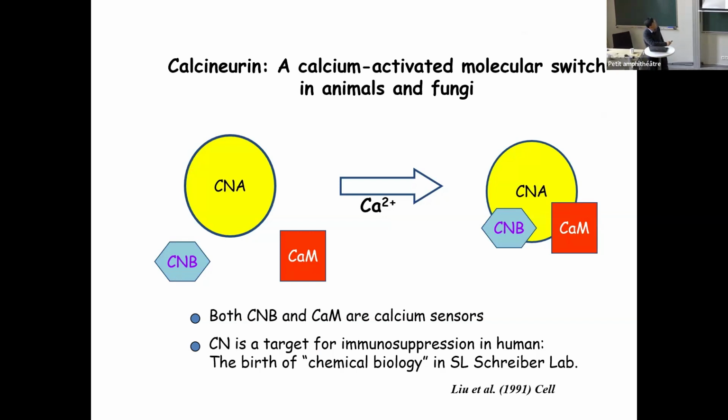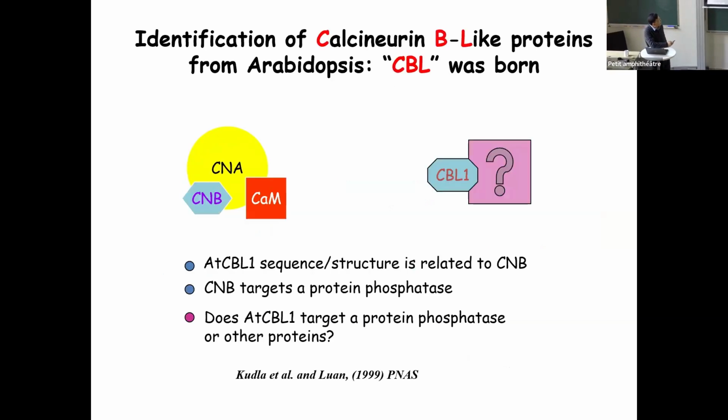Okay, so I worked on this animal molecule called calcineurin. This is a calcium-dependent molecular switch consisting of 3 subunits. Calmodulin and calcineurin B subunit are both calcium sensors or calcium binding proteins. Calcineurin A is a protein phosphatase. In response to elevated calcium, these 2 bind calcium, form this trimeric complex, and activate the protein phosphatase. So when I started my own lab, we began to look for a similar molecule in plant, and we never found this kind of molecule, but we found a calcineurin B-like protein, a calcium binding protein or calcium sensor.